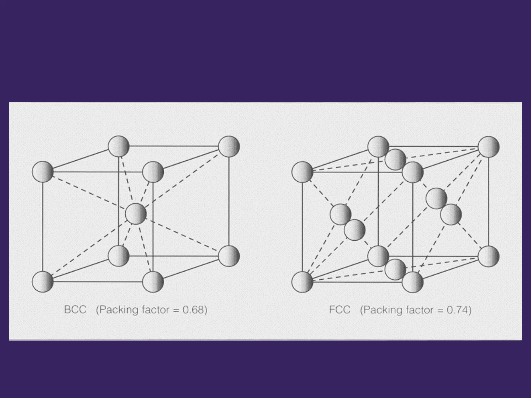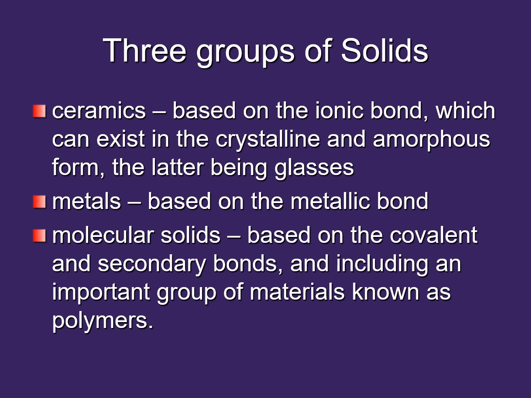Two arrangements are common in metals: body-centered cubic in the first figure, with a packing factor of 0.68. In the second figure, we have face-centered cubic with a packing factor of 0.74. So in summary, ceramics are based on the ionic bond, metals are based on metallic bond, and molecular solids are based on the covalent bond and secondary bond.